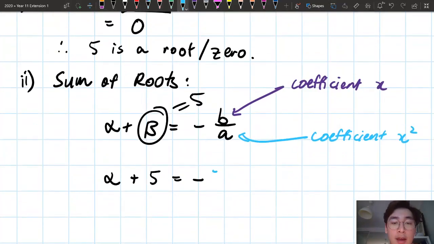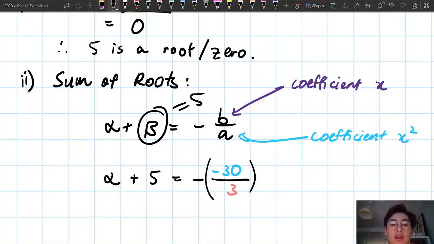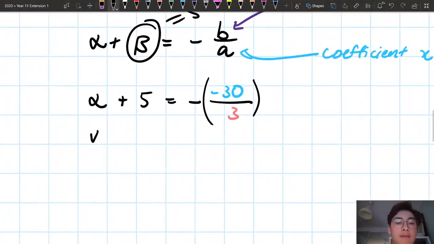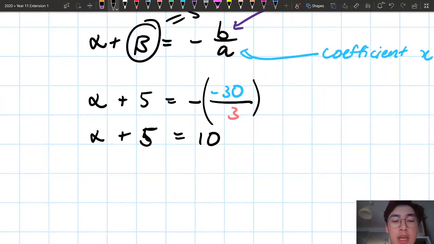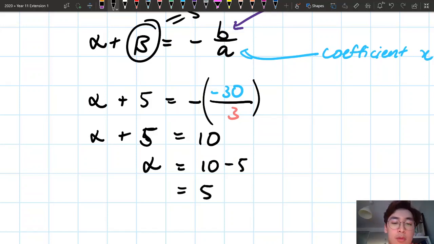So I'm going to have negative 30 over 3. Now when I simplify this, I'm just going to get negative 10 in the fraction. But because I've got a negative at the front as well, that's just going to turn it into a positive 10. So here, what I'm going to have is alpha plus 5 equal to 10. Okay, cool. Now I want to find that other root. So I know that alpha is going to equal 10 minus 5, which will give me 5. So alpha is just 5.